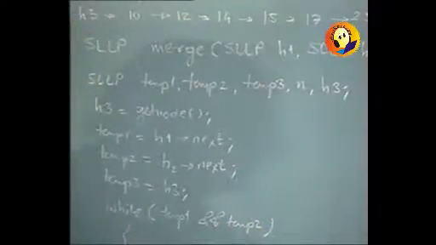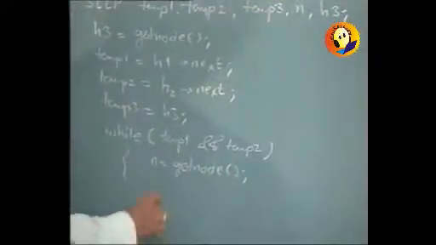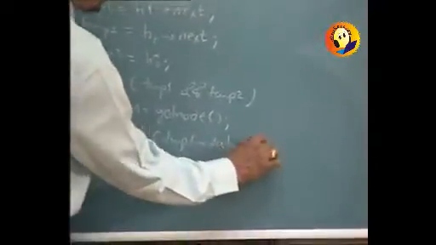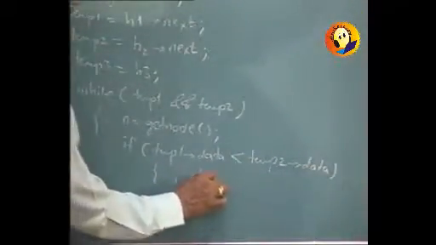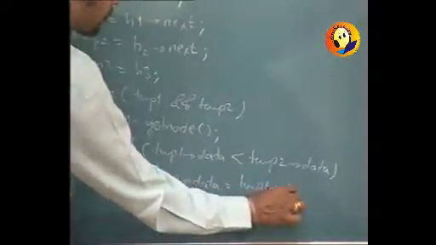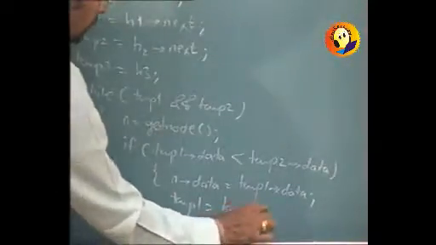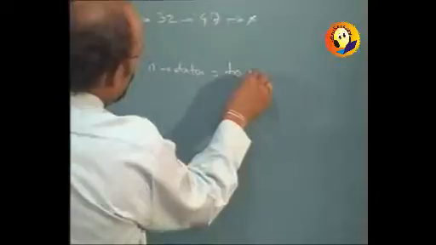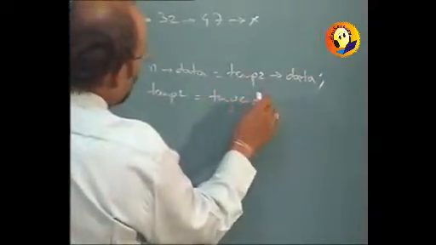So while temp1 is not equal to null and temp2 is not equal to null, first of all generate a new node. Then you check if temp1 arrow data is less than temp2 arrow data. In that case, n arrow data will be equal to temp1 arrow data, and you will have to advance in the first list, temp1 equal to temp1 arrow next. Else, n arrow data will be equal to temp2 arrow data, and you will have to advance in the second list, temp2 equal to temp2 arrow next.